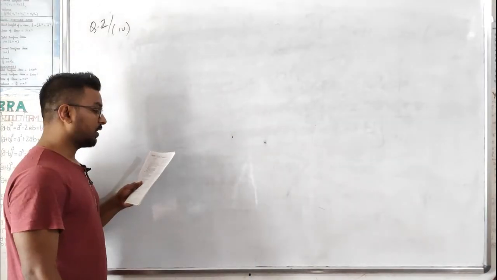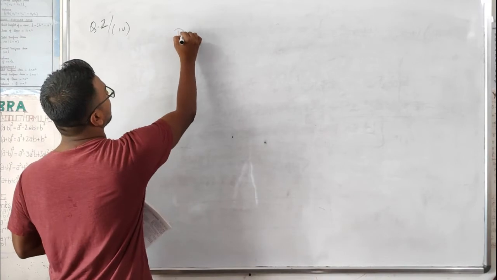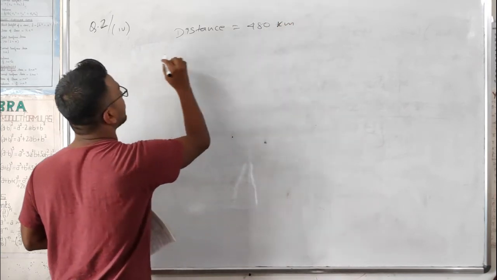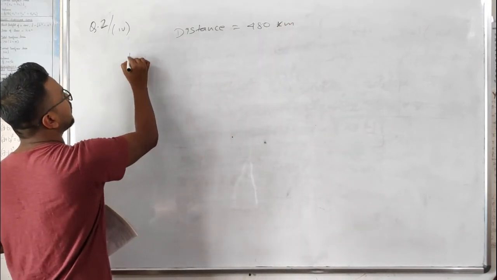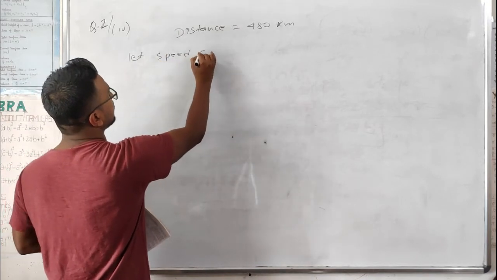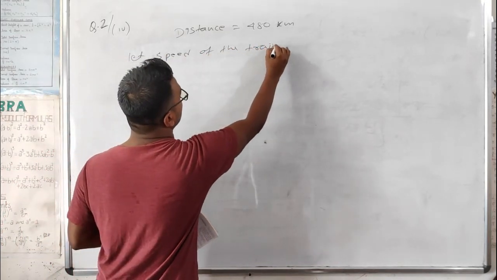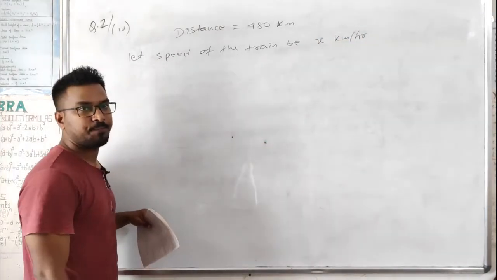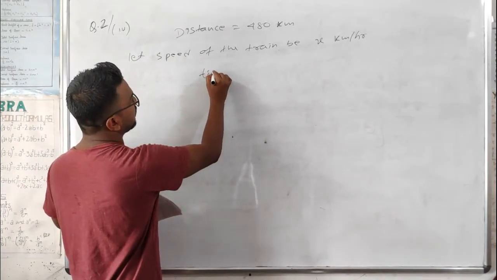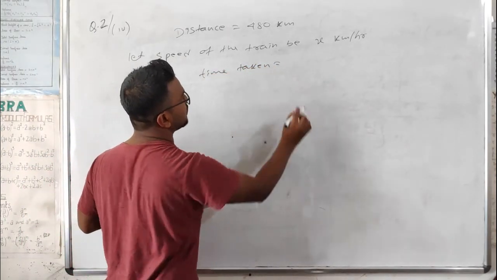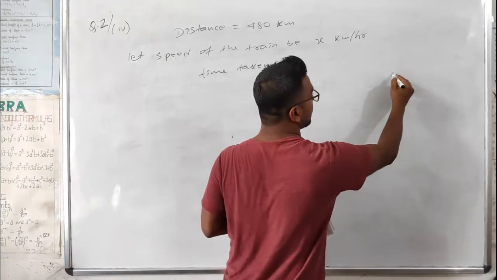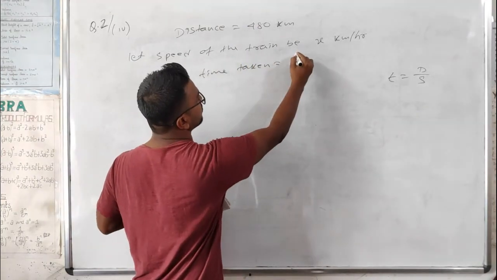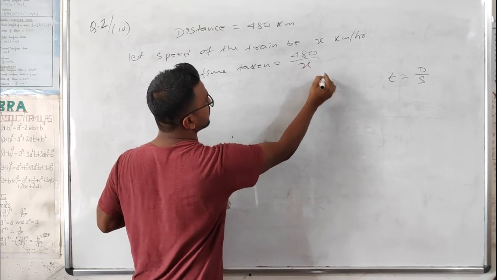So here it is saying the total distance is 480 km. Let me write, distance is 480 km, and let the speed of the train be x kilometer per hour. Okay, so what will be the time taken? Time equals distance by speed, right? So time taken will be, distance is 480 and speed is x.